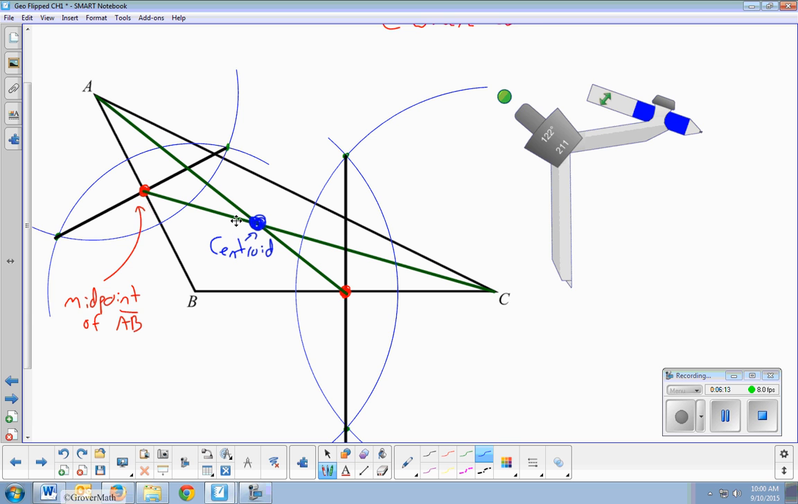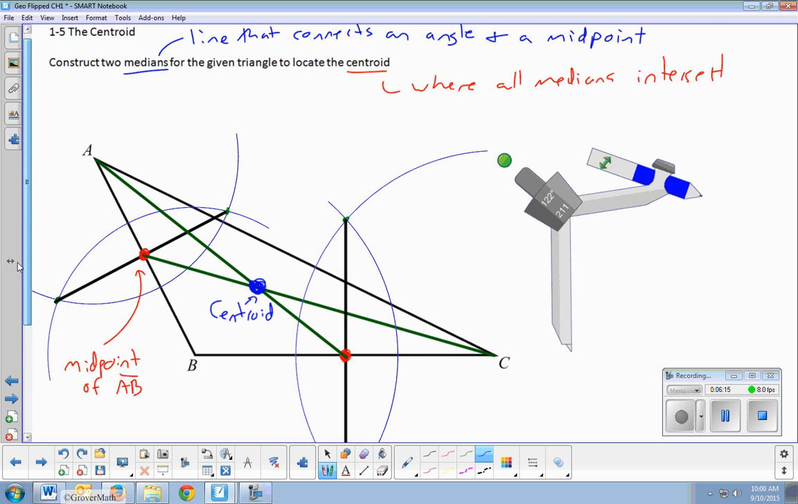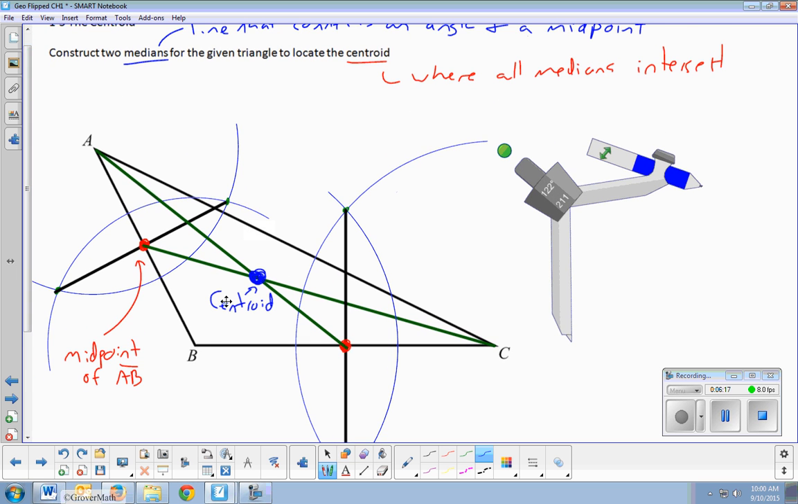Very sloppy centroid. Now, I could do the third one, but I can guarantee you it would cross there because they all cross at the same spot. So I could actually do a very easy construction, just connect these, and that'll help me find the midpoint over here, AC, because the medians always all cross at the same spot in a triangle anyways.